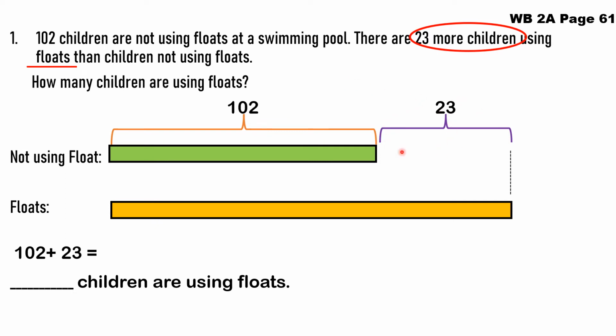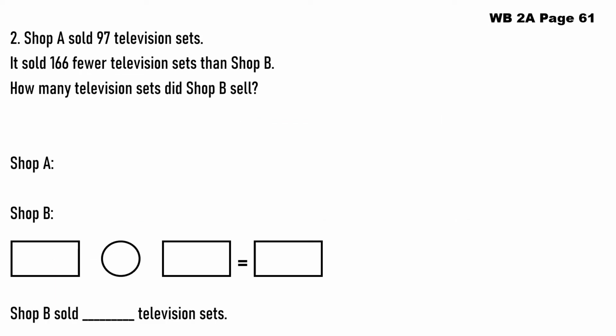You add with 23 to get 125. So there are 125 children that are using floats. So this will be your working on the side, which you should get 125 as your final answer. Now let's go to question 2, still in page 61.